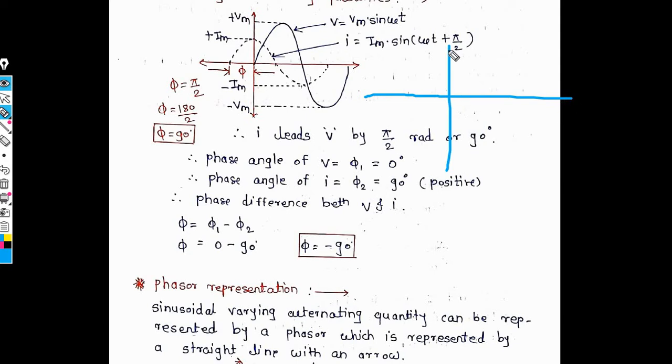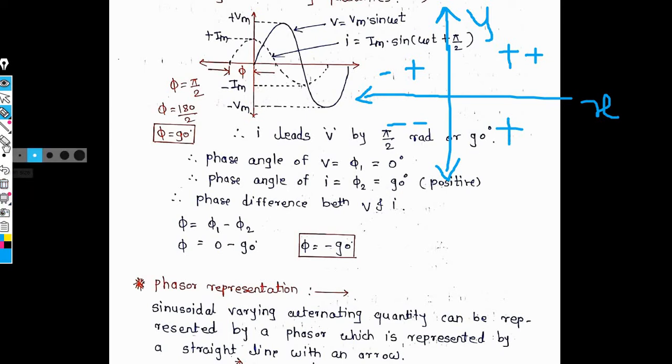But we have to find out the angle with the help of quadrant. Now this is the x-axis, y-axis. In the first quadrant, positive sign is here. Then minus, plus is here. Then minus is here. Then minus is here. Now this angle will be drawn in this quadrant. That is four quadrant operation, which is very important in phase angle.